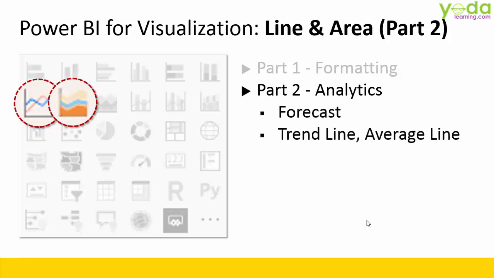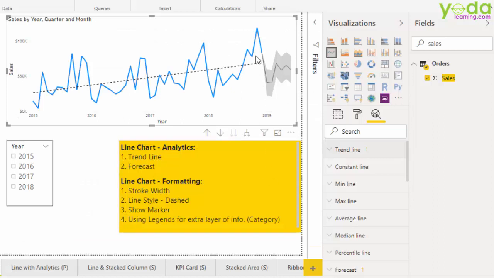So let's begin. Before me lies a line chart. You will see the different years on the x-axis. You will also see a forecasting area which is marked in gray, and then also a trend line which you can make out from the dashed line. Now all this is because you are in the analytics section of line chart. It is originating from the trend line and the forecast option.